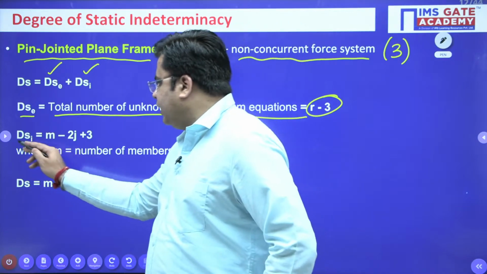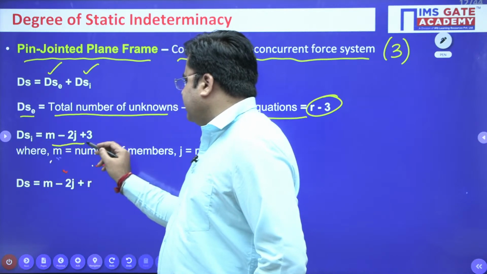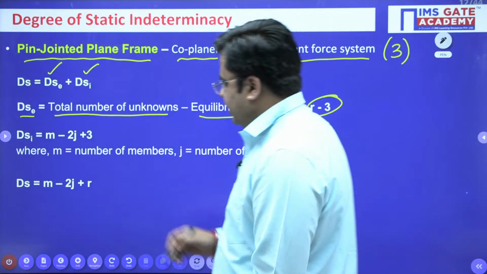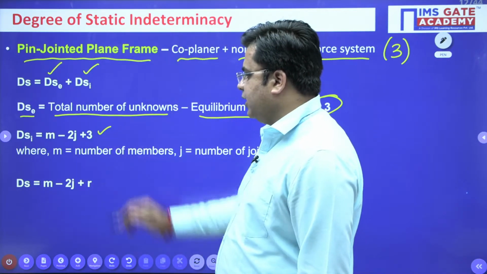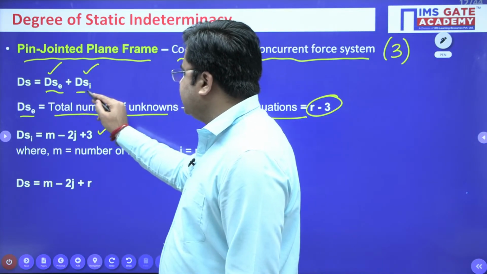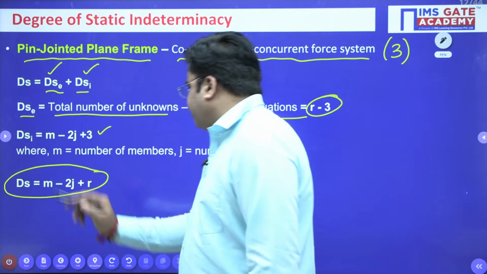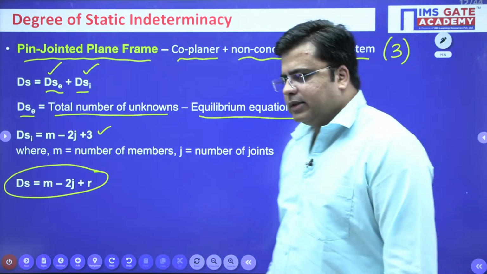Now, degree of internal indeterminacy is equal to m minus 2j plus 3. So, this is the degree of internal indeterminacy. You can directly calculate degree of internal indeterminacy using this relation. So, finally, when we add DSE and DSI, the total degree of static indeterminacy for a pin jointed plane frame comes out to be m minus 2j plus r.